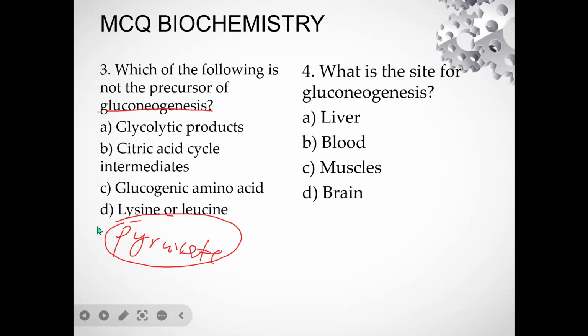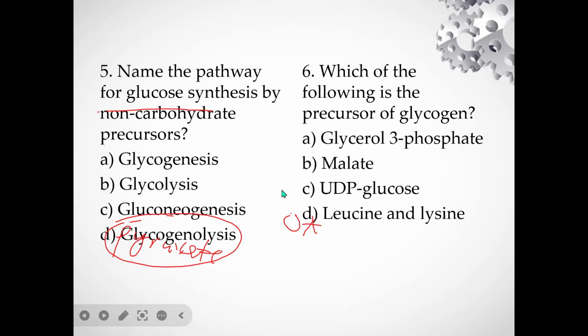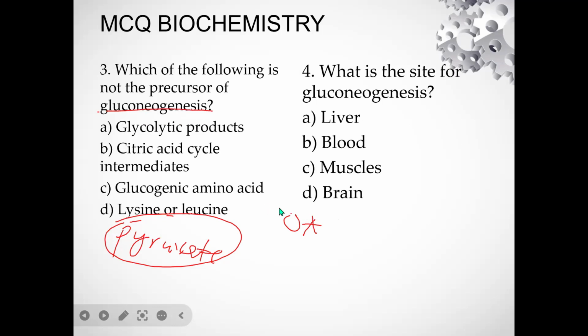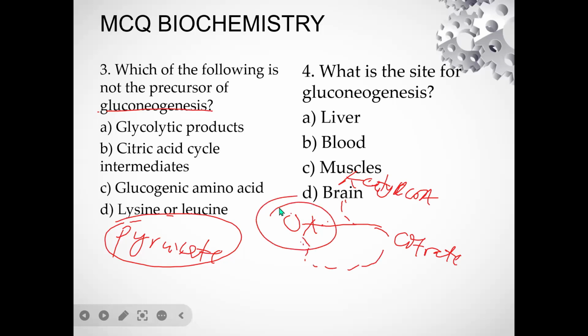And then, of course, B, citric acid cycle intermediate. So remember, in the citric acid cycle, you start with oxaloacetate. The oxaloacetate in the cycle condenses with acetyl-CoA to produce citrate. And the citrate will continue with the cycle until another oxaloacetate is generated.